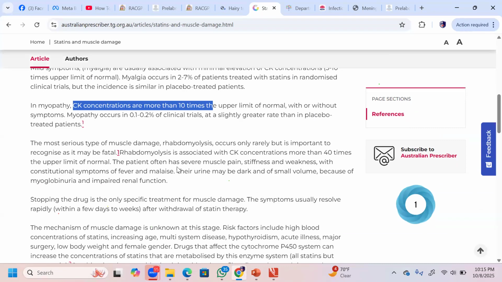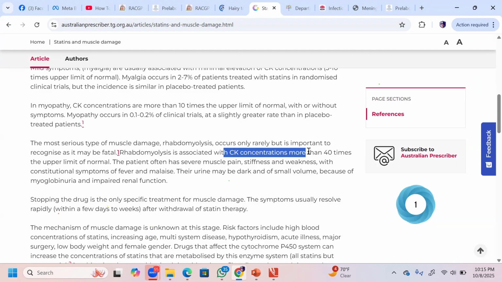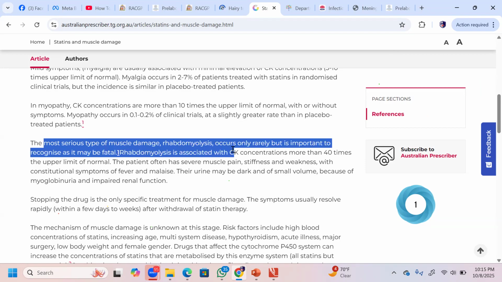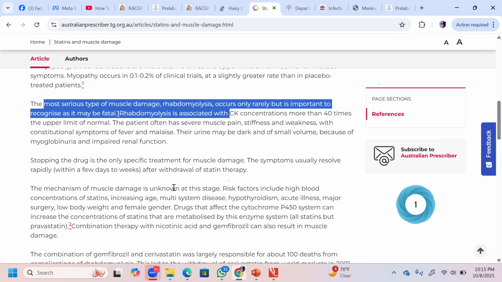And if the CK level is greater than 40 times above the normal baseline, you will consider it severe. And this more serious type of muscle damage, rhabdomyolysis, occurs only rarely, but it is important to recognize it. It is fatal and rhabdomyolysis is associated. So basically, the patient is presenting with rhabdomyolysis and CK concentration is greater than 40.